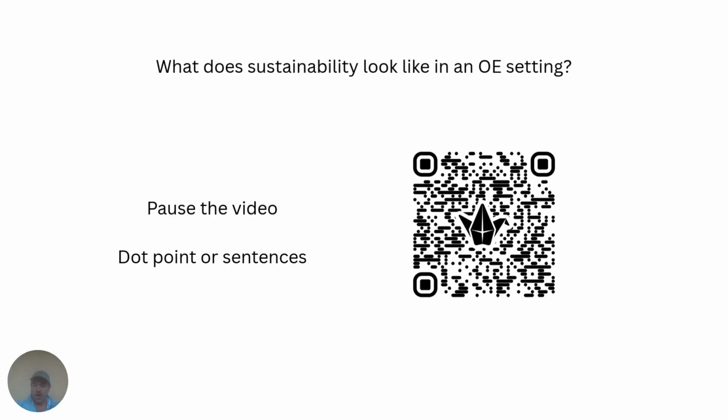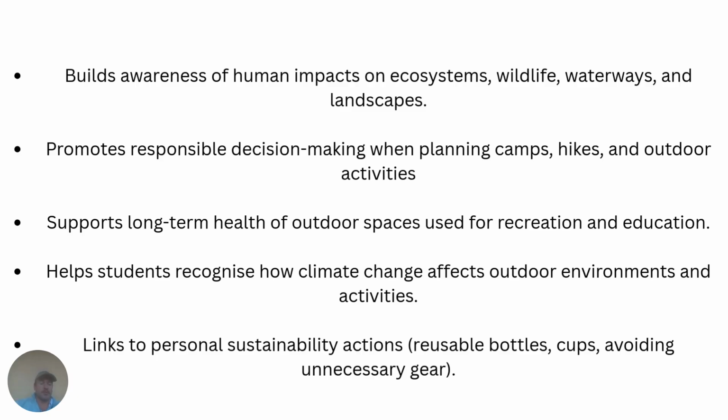Good work on that one, guys. Excited to look at some of your answers. I've just put a few points here about what sustainable looks like in an outdoor ed setting for me. For the first one there, I've got builds awareness of human impacts in ecosystems, wildlife, waterways, and landscapes. So human impacts around sustainability in the outdoor ed setting is really massive. Obviously, we do use the environment a lot in our surroundings, but yeah, looking at different ways that humans impact those things and how that affects those following ecosystem, wildlife, and things like that as well.